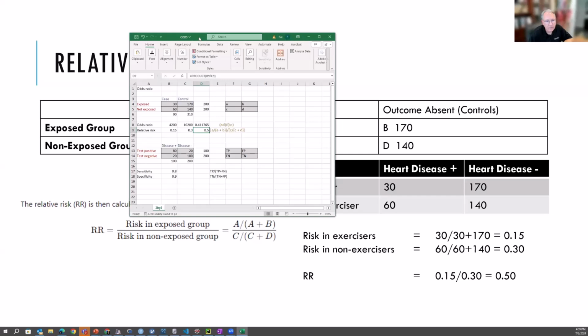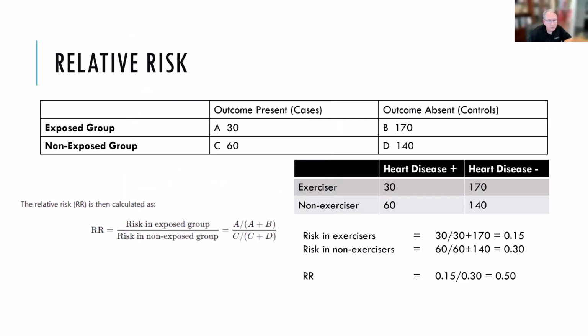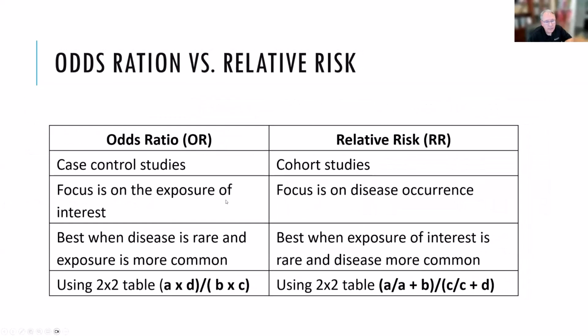Okay, so we have a calculation for the odds ratio and for relative risk. So what's the difference and when do you use which one? The odds ratio is used in case control studies. Relative risk is used in cohort studies. We're going to go over those types of studies next.